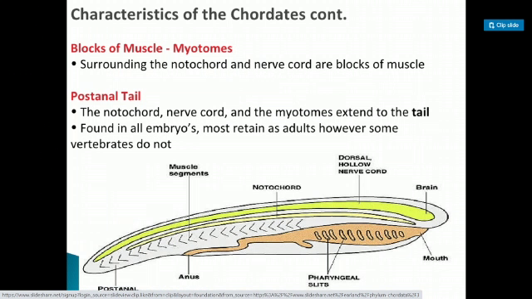The next character is the blocks of muscles, or the myotomes. Surrounding the notochord and the nerve cord are the blocks of muscles, as you're watching in the figure, how these blocks of muscles are surrounding the notochord.